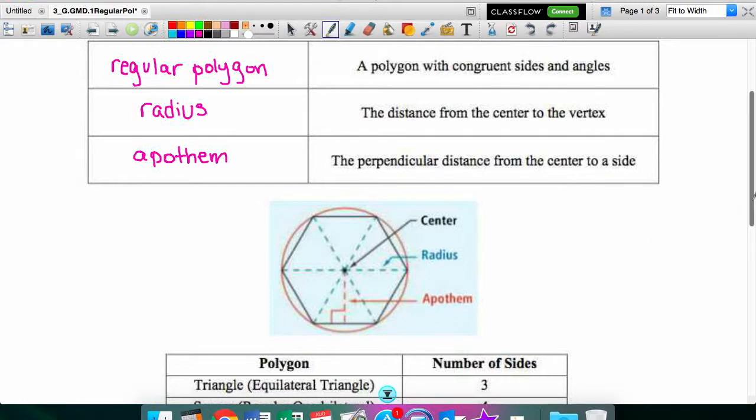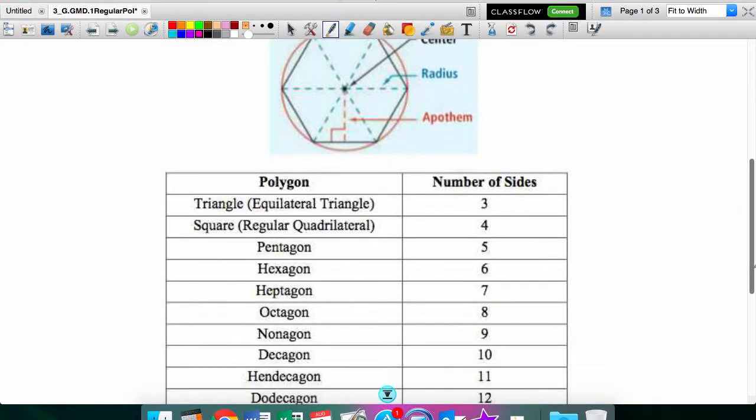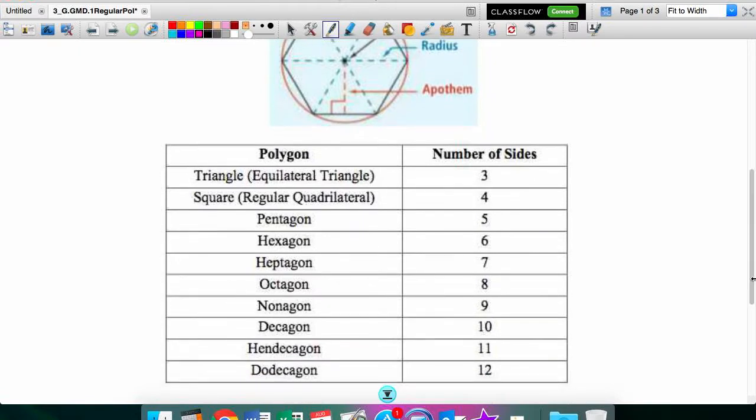Right underneath this picture, I have a list of polygons and the number of sides. This will be important because in this section, a random polygon will show up and you'll just be expected to know the number of sides. So for example, if you see the name heptagon, you should automatically know it has 7 sides.